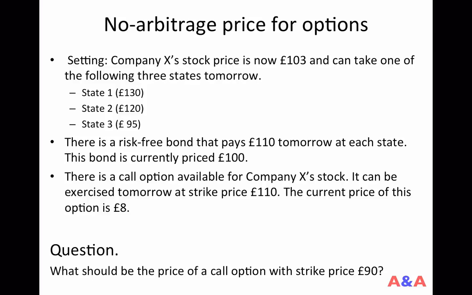So this is a very simple setting. We have only three possible states, 1, 2, 3, and we have only three securities: company X's stock, a risk-free bond, and a call option with strike price 110. Question: what should be the price of a call option with strike price £90? Note that this call option is different from the above call option. It is also a right to purchase company X's stock tomorrow, but the strike price is different. It's 90, so it's much lower than £110. So it's much better than the above call option.